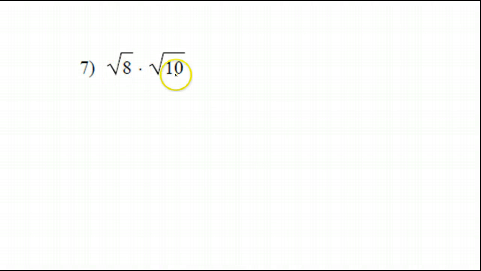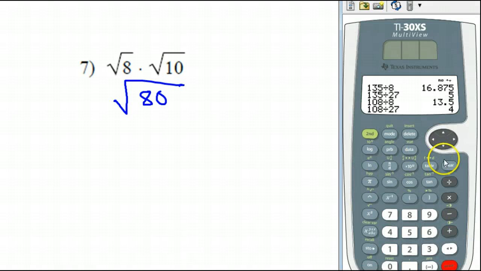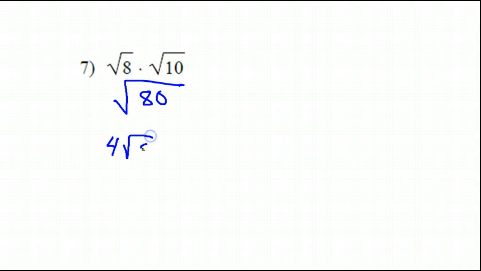Let's go ahead and multiply these together. 8 times 10 is 80, so this would be square root of 80. Let me go ahead and demonstrate what the calculator can do. The calculator will not simplify cube roots for you, but it will simplify square roots. So if you are allowed to use a calculator, go ahead and use it. Okay, so square root of 80 is 4 radical 5. So that's how you would use the calculator.